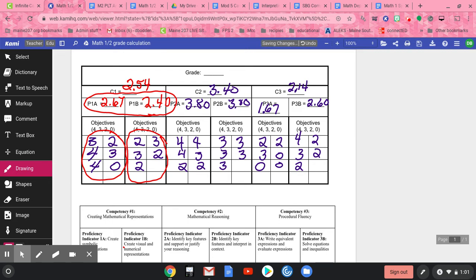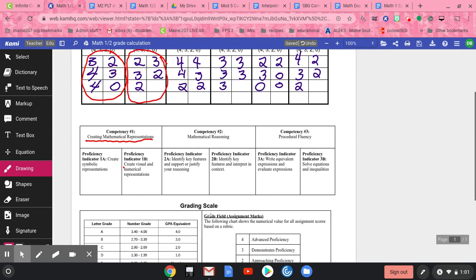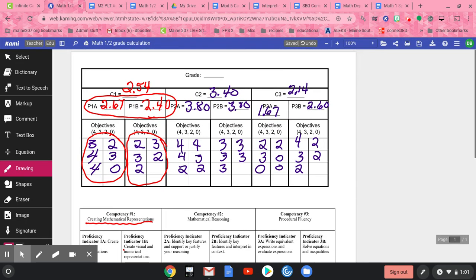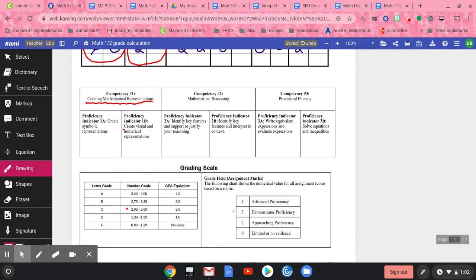So that means in Competency 1, creating mathematical representations, I have a 2.54, which means if I come down to my grading scale, a 2.54 would fall right here, which means I have a C level of understanding in Competency 1. Using our rubric or our grading field here, that means I'm pretty much between approaching and demonstrating proficiency. I'm not quite at that demonstrating proficiency phase.